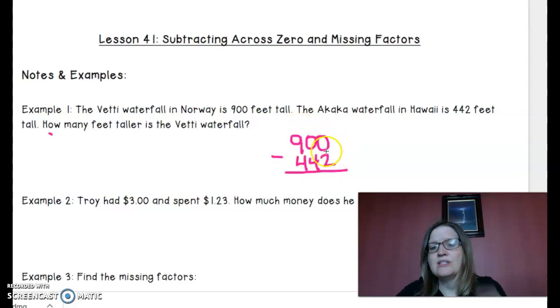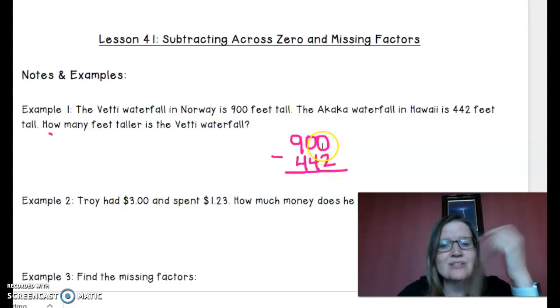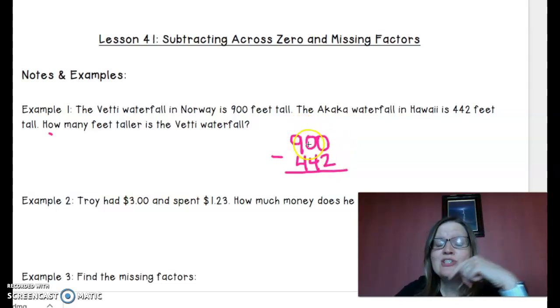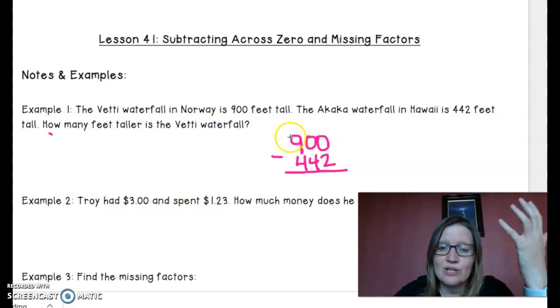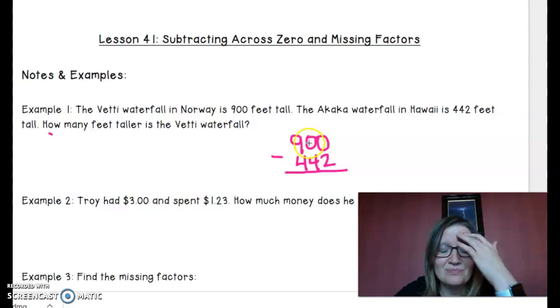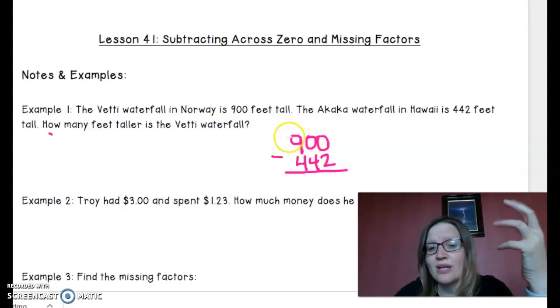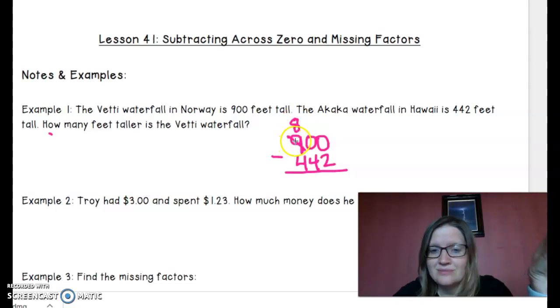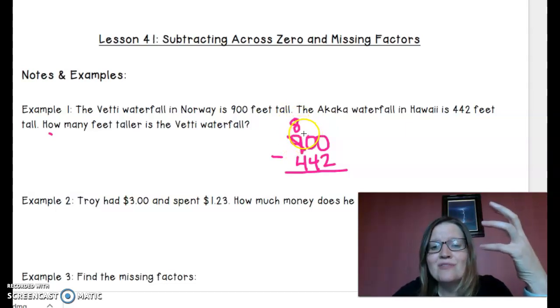And right off we know that 2 minus 0 is not going to be able to happen. So we need to regroup a whole bunch. So we go next door and we have a 0. We can't regroup at this point. So we're going to have to go over to the hundreds column, take our 9 and take 10 tens, move them over to the zeros. There's our 10 tens.